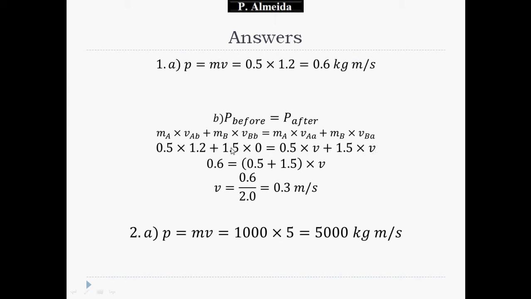Now let's substitute values. So this is 0, this gives me 0.6 equals, and now I have two terms multiplying V. Writing this is the same as saying 0.5 plus 1.5, all of them multiplying V, because if I expand this I get V times 0.5 plus 1.5 times V. So I just contracted this in here. So I get that 0.6 equals the sum of these two together, 2 times V. Therefore, V is 0.6 divided by 2. That gives me 0.3 meters per second. So that is the velocity of the two trolleys as they stick together after the impact.